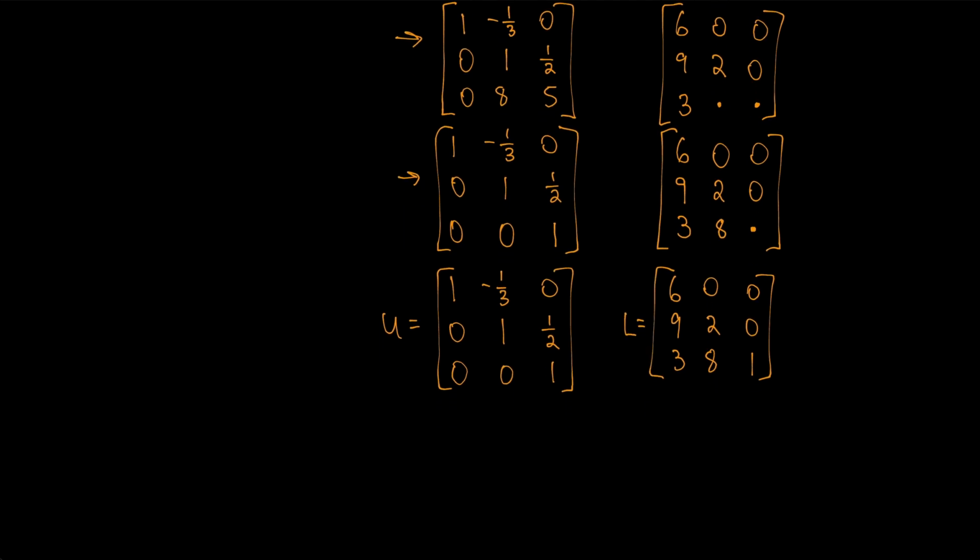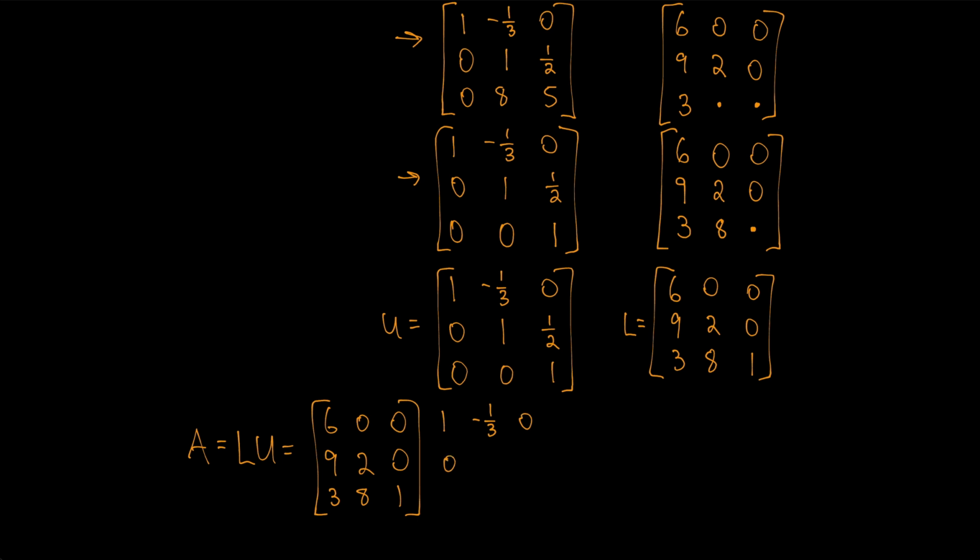So now I have U and L. So I have A equals LU equals 6, 0, 0, 9, 2, 0, 3, 8, 1, times 1, minus a third, 0, 0, 1, half, 0, 0, 1.